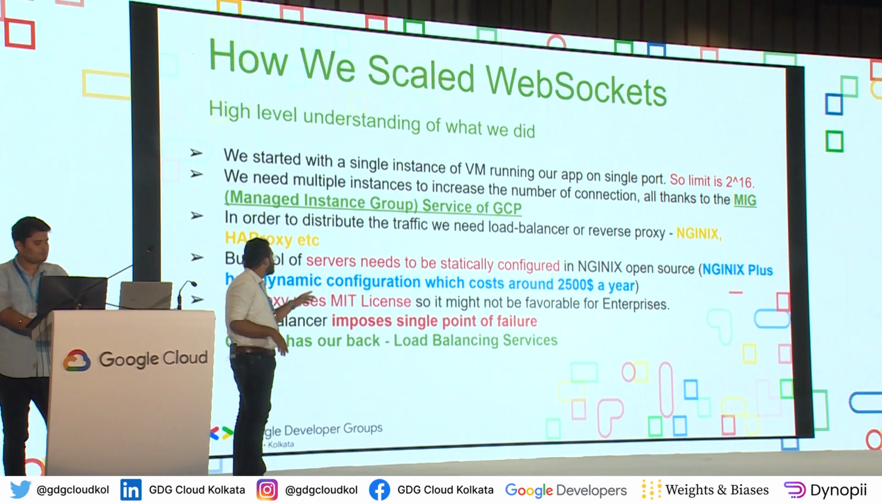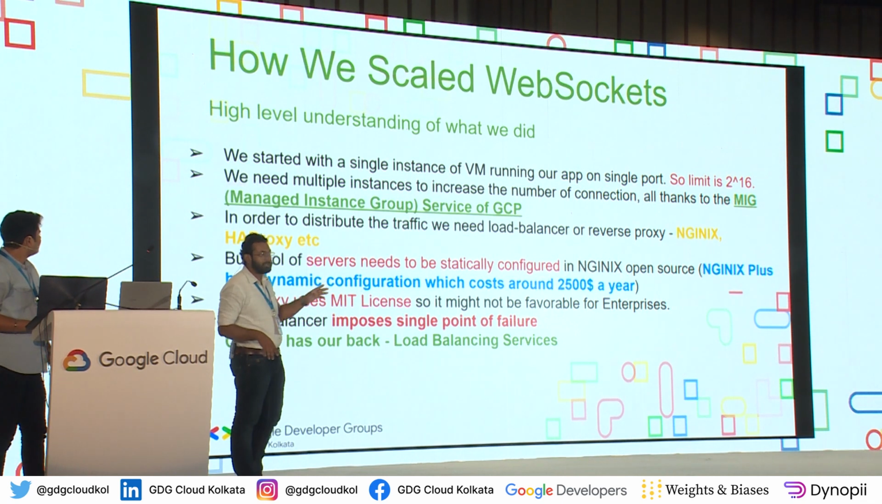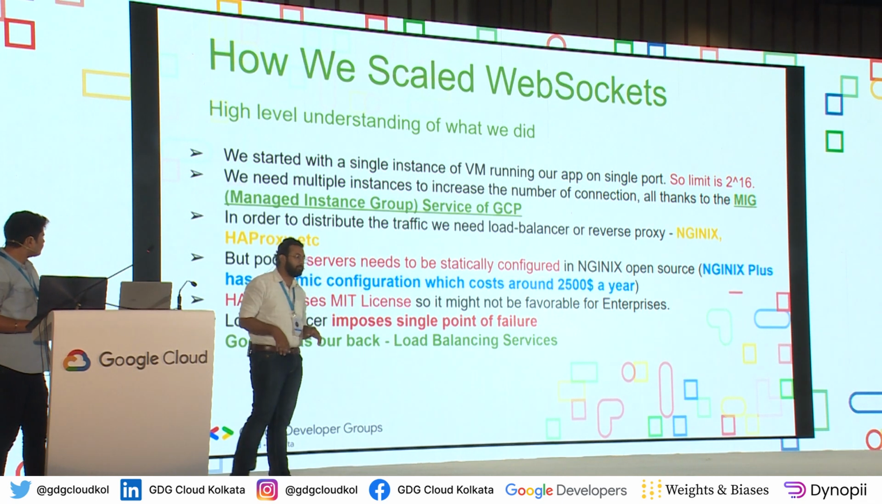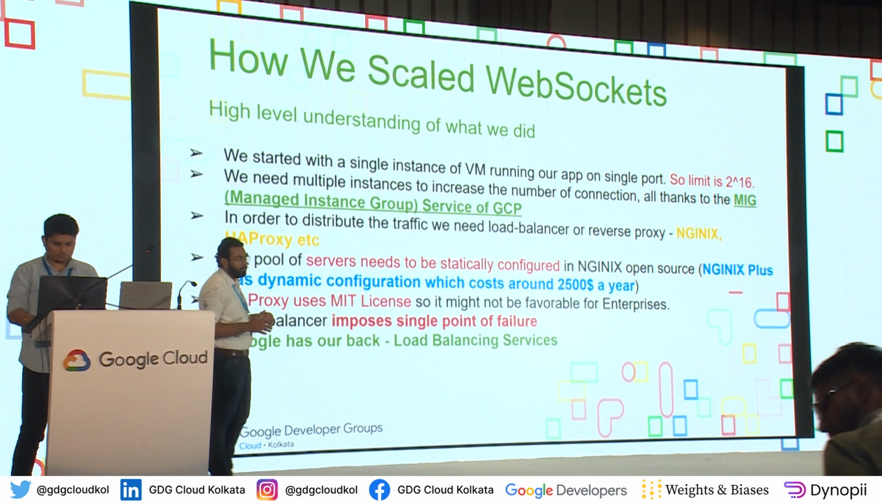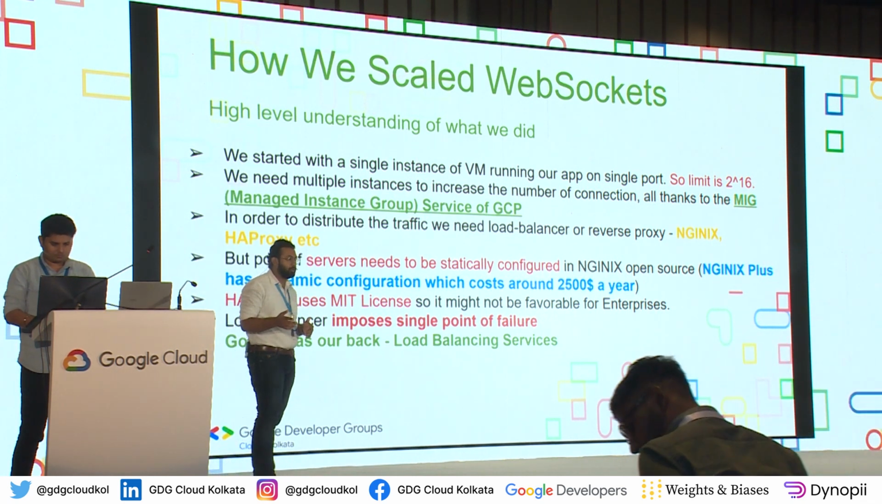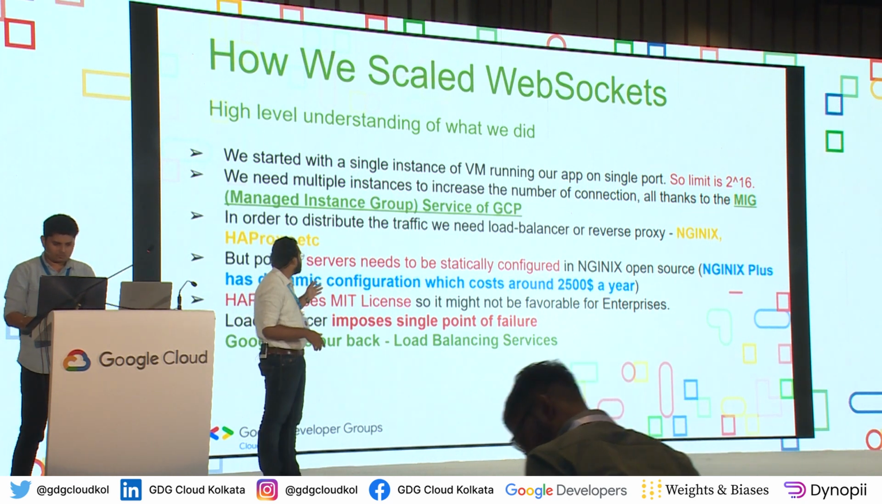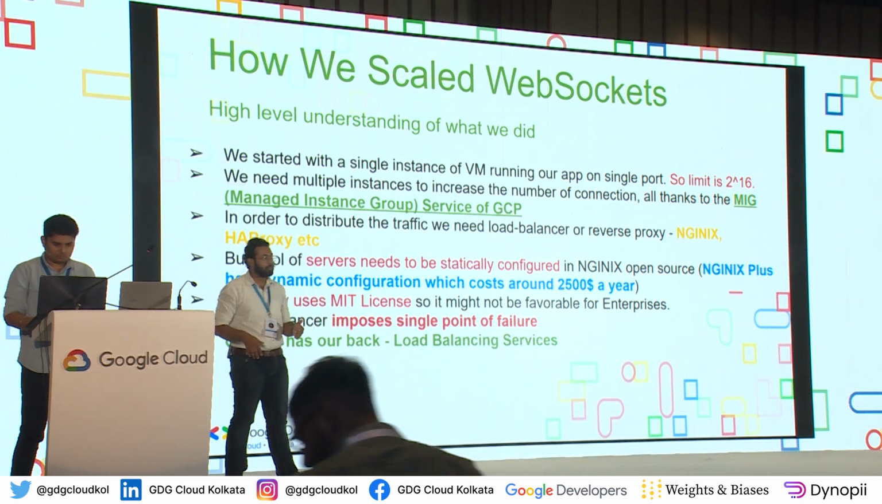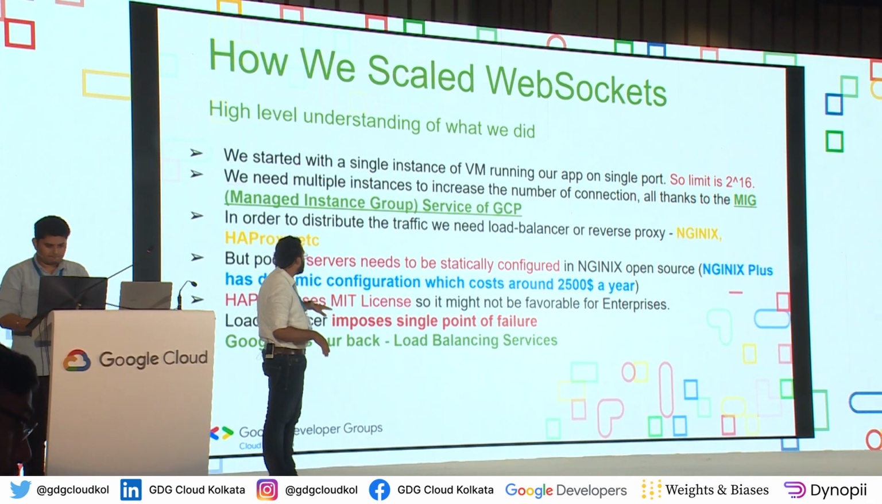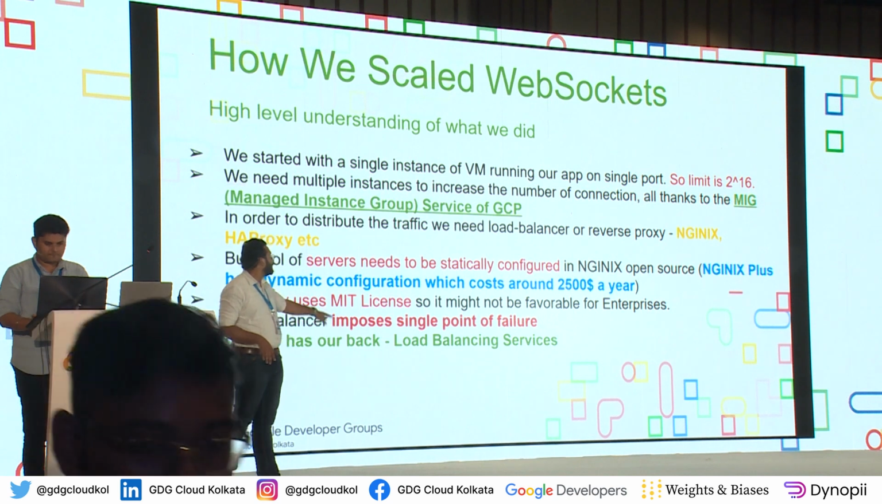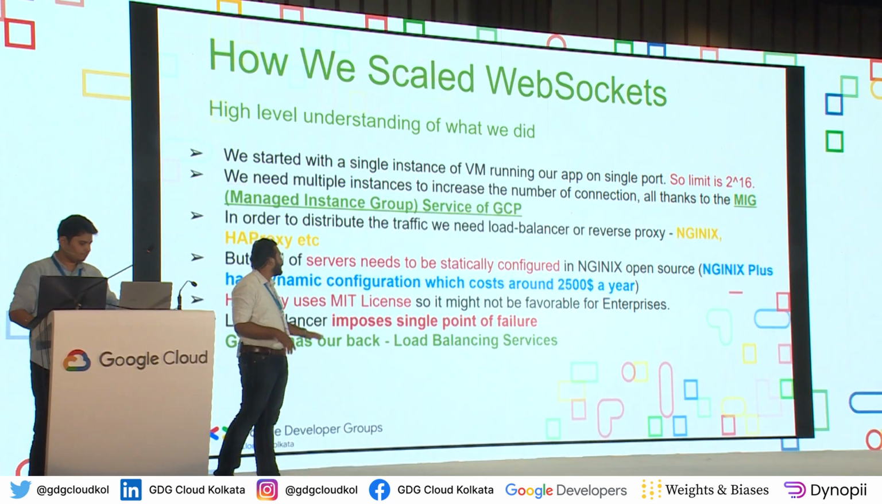Starting off, we created a single instance, and it is running on a single port. So we have a limit, as mentioned before, of 2 to the power 16. Now, if you want to scale up, you need multiple instances. You cannot have it on one instance. So we have something called MIG, that is Managed Instance Group in Google. It will manage multiple instances together. All the scaling parameters and everything, we added to this MIG part. So MIG will take care of that.